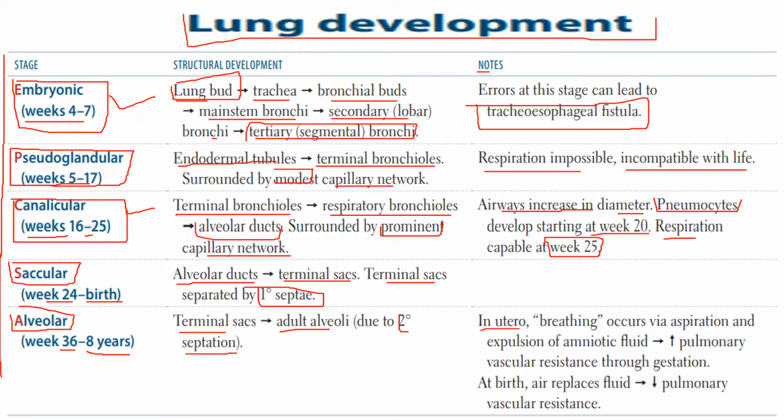In uterine life, breathing occurs via aspiration and expulsion of the amniotic fluid, which leads to the increased pulmonary vascular resistance through gestation. At birth, the air replaces fluid. At birth, air replaces amniotic fluid, and which leads to the decreased pulmonary vascular resistance.